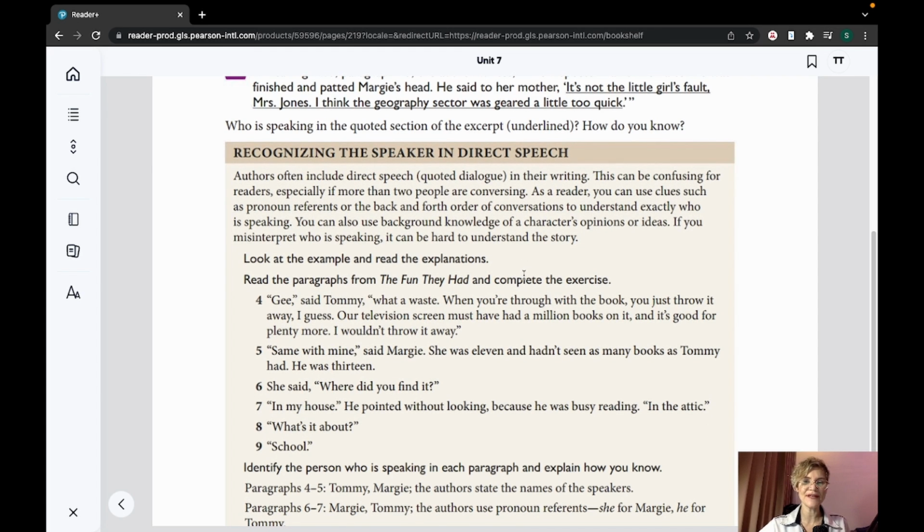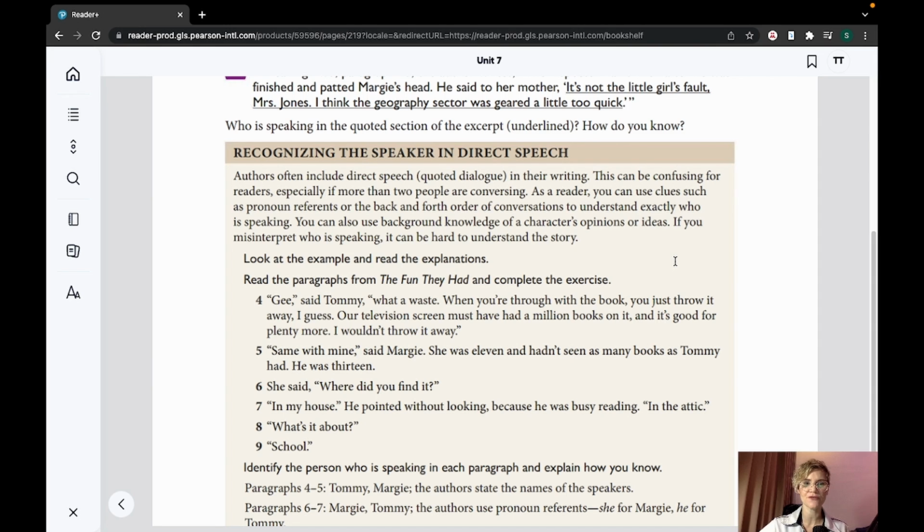Okay, in a story, the direct speech is mostly the dialogue, right? For which we use the quotation marks. And the rest of it, we mostly call the narrating part, the narration. Authors often include direct speech, quoted dialogue in their writing.